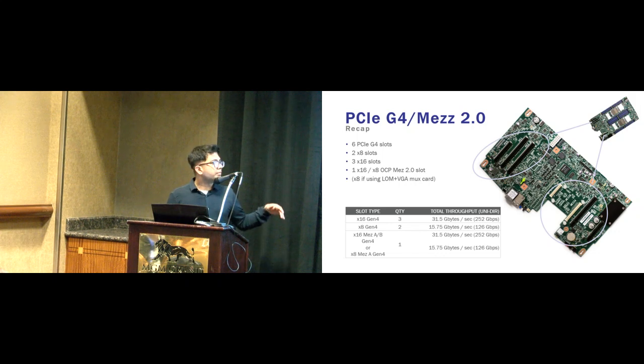So to give you a little bit of perspective, each x16 slot can theoretically do 250 gigabits per second at line rate, right? So it can play with 250 gigabits per second, and that's basically twice as fast as Gen 3.